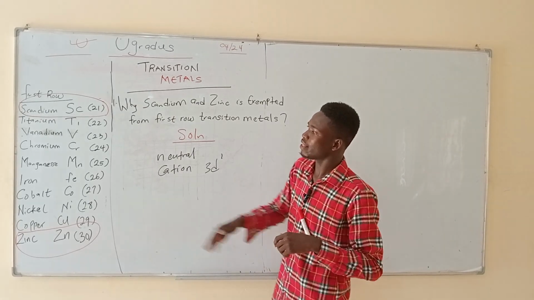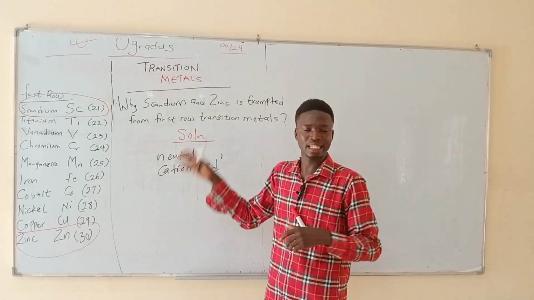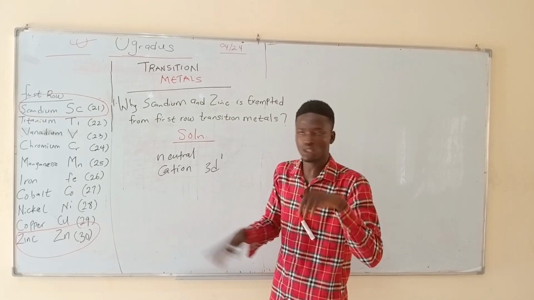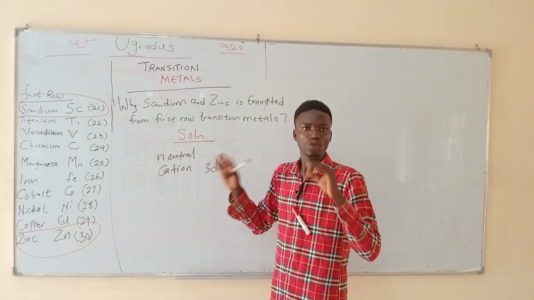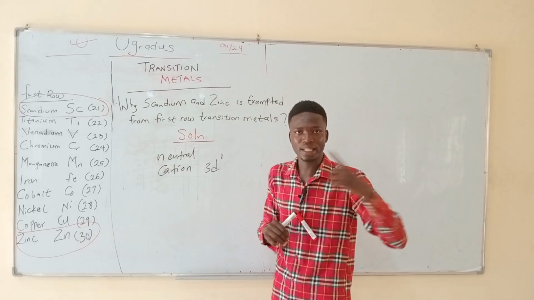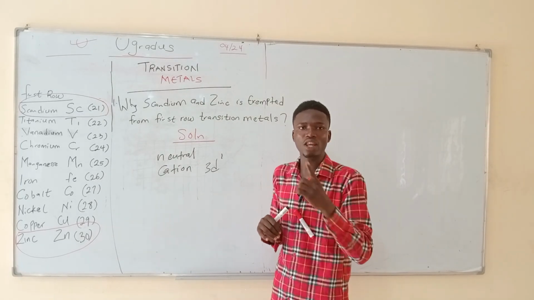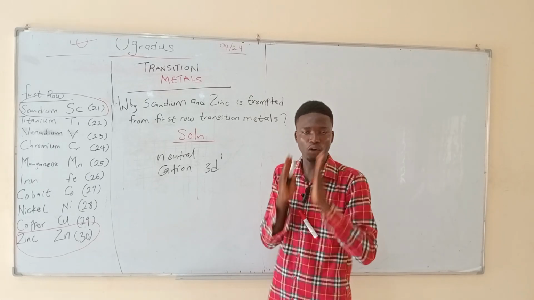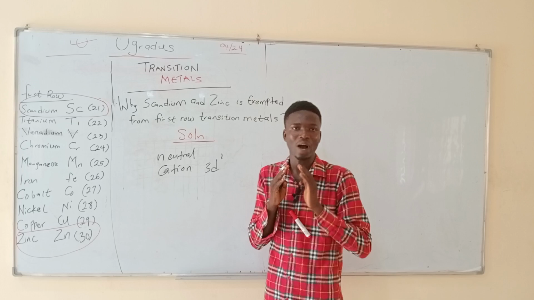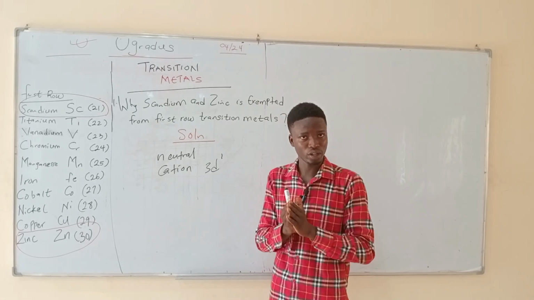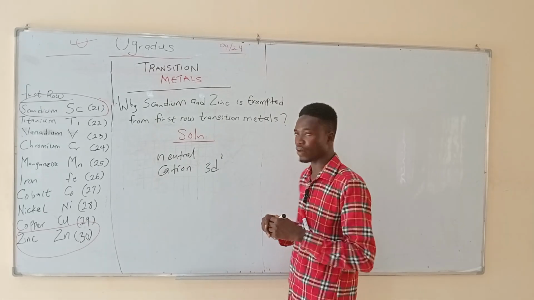Now, why are scandium and zinc exempted? Don't forget that we have two conditions. It must fill the d orbital in both neutral and cationic state. So that means if any of them disobeys the two, it is out. If any of these elements disobeys only one, it has also been ruled out. For you to become a transition metal, you have to obey these two conditions. I want to believe that you are following. Good. Now let's do something very quickly.